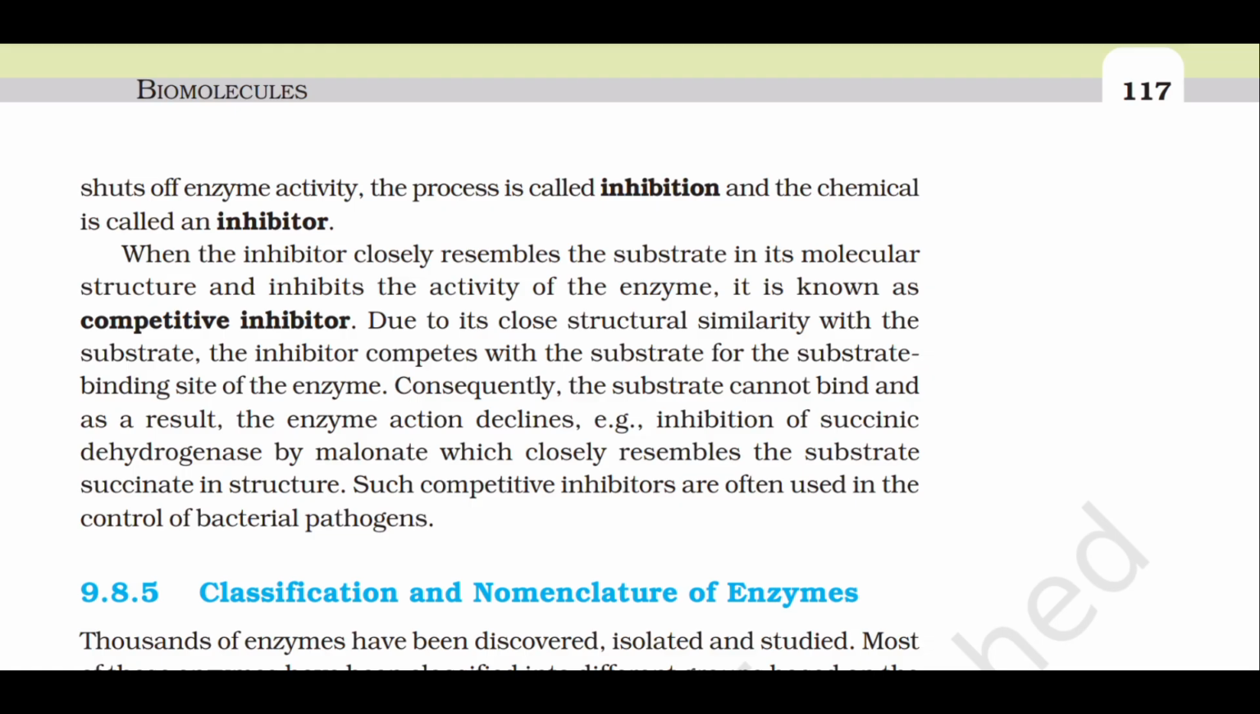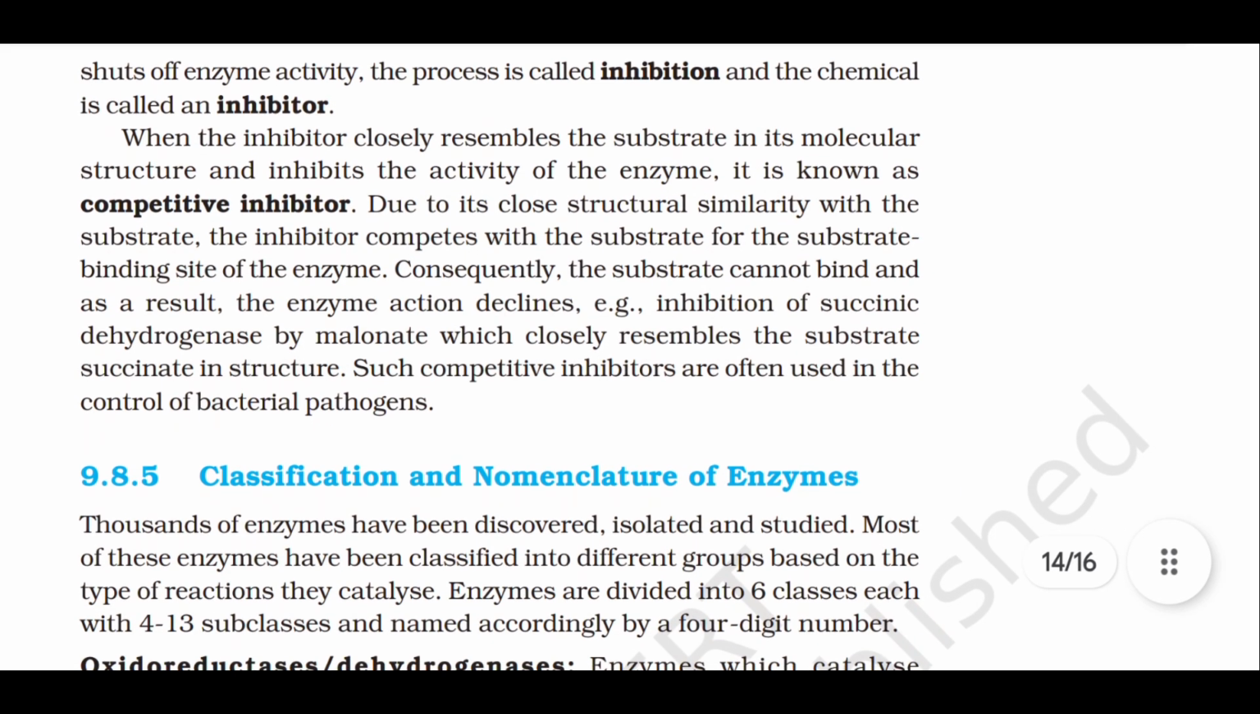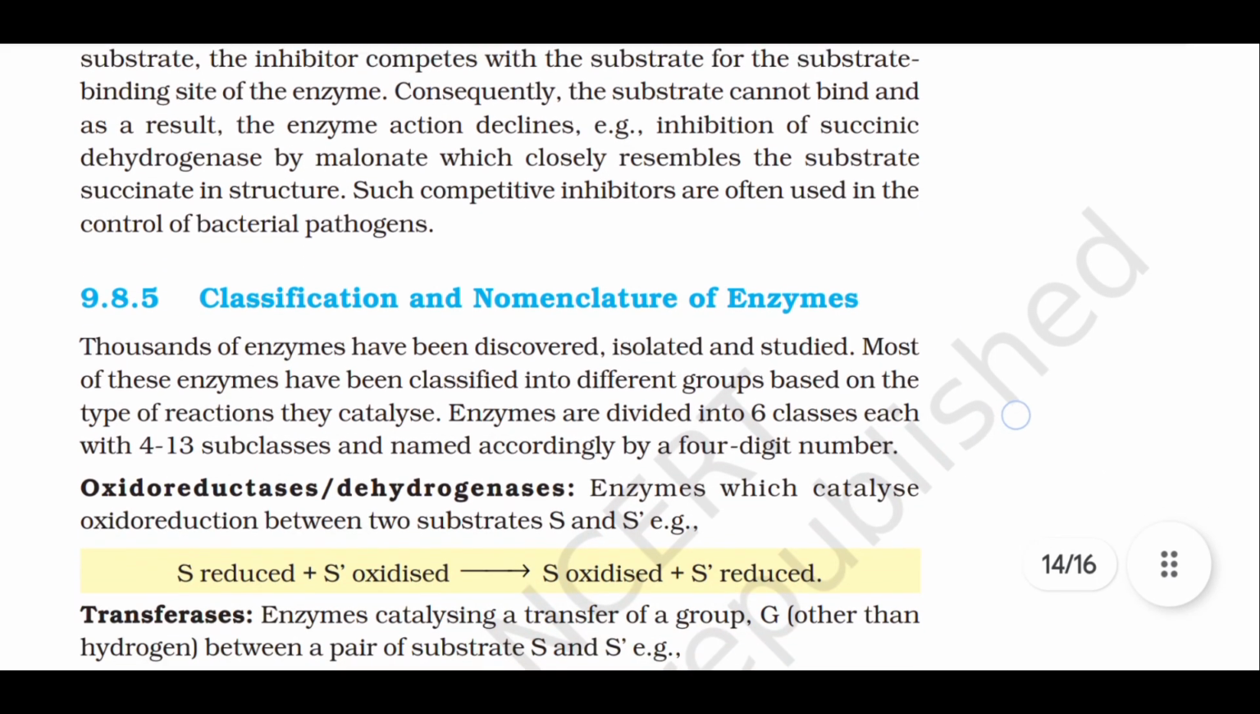Example, inhibition of succinic dehydrogenase by malonate, which closely resembles the substrate succinate in structure. Such competitive inhibitors are often used in control of bacterial pathogens.